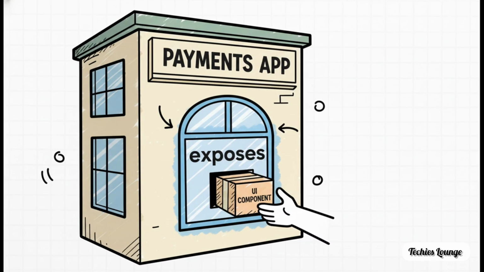Now for the configuration. In our Payments app, we're going to create a craco.config.js file. The most important line here is the exposes property. We're essentially telling Module Federation, hey, I have a component over here at ./src/App, and I want to share it with the world. Please make it available under the name ./PaymentsApp. This is like creating a public API for our UI component. Under the hood, this generates a special file called remoteEntry.js, which is basically a map of all the components this app is sharing.